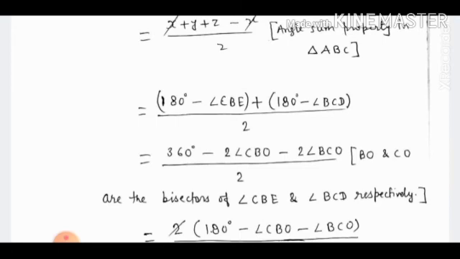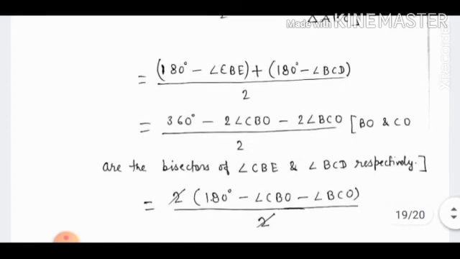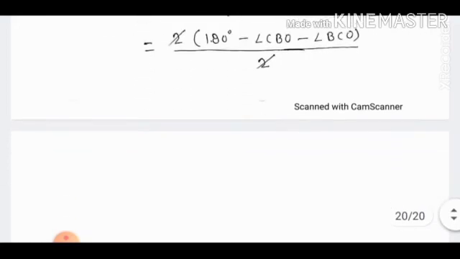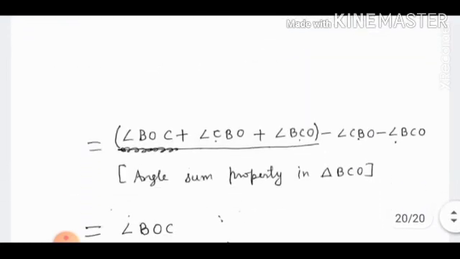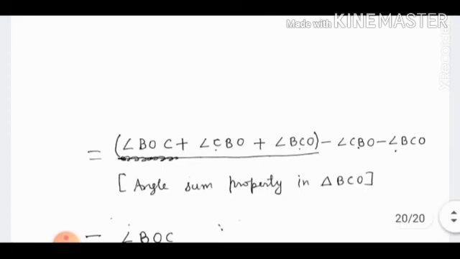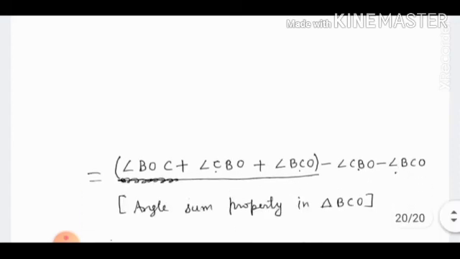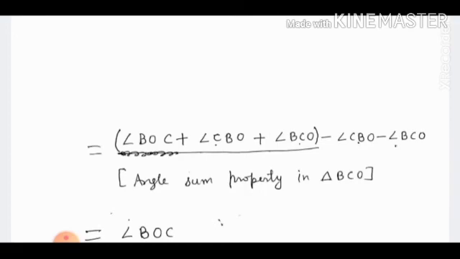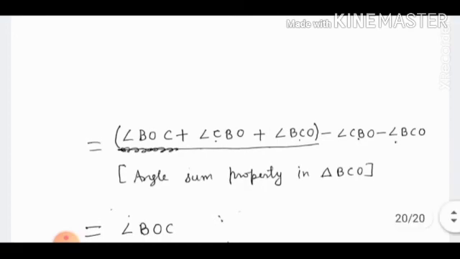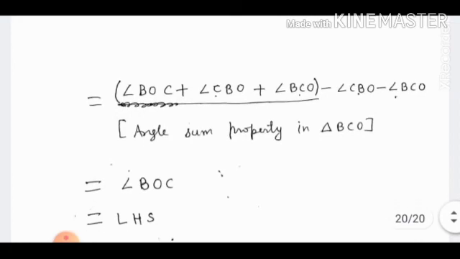It is given. Now 2 is common. We have 180 degree minus angle CBO minus angle BCO. Here 2 is cancelled. Then we have angle BOC. Now 180 degree is written as angle BOC plus angle CBO plus angle BCO, by the angle sum property in triangle BOC. Minus angle CBO and minus angle BCO is written as usual. Now you can see angle CBO and angle BCO can be cancelled. Then we have angle BOC, which was to be proved.